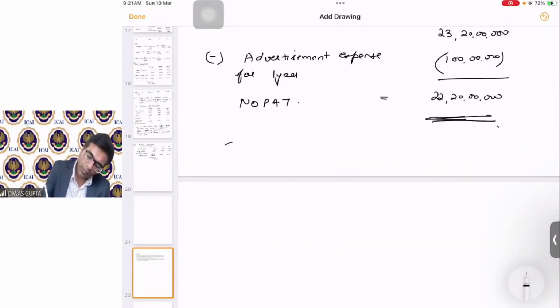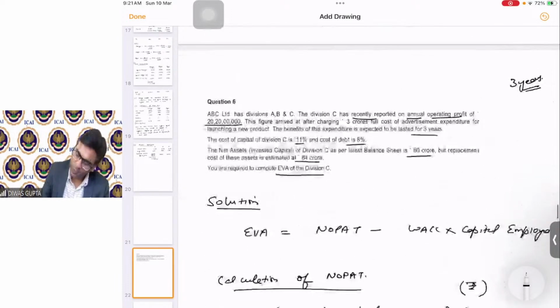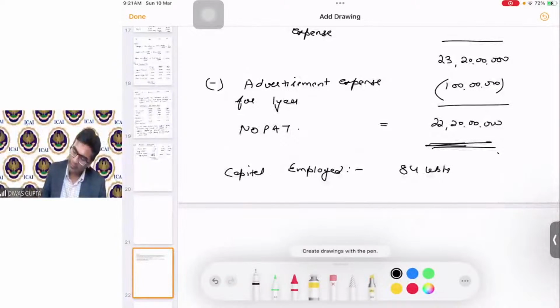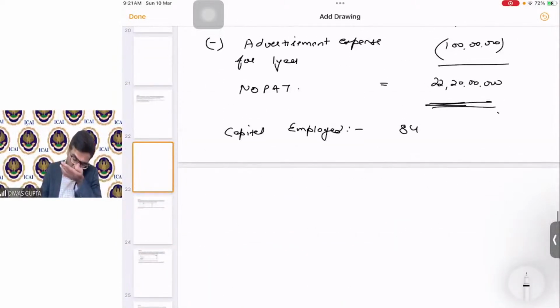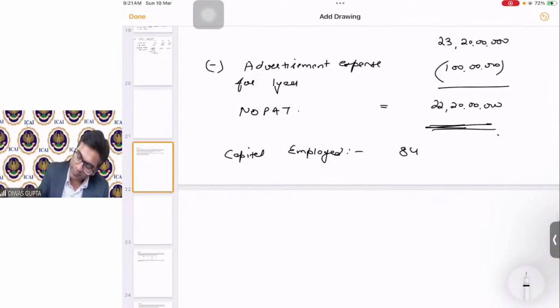Now, capital employed is 84 crores. Reason being, we are using not the book value, but the replacement value. Because the information is given and it is appropriate to base our capital employed on this 84 crore, hence we are doing that.